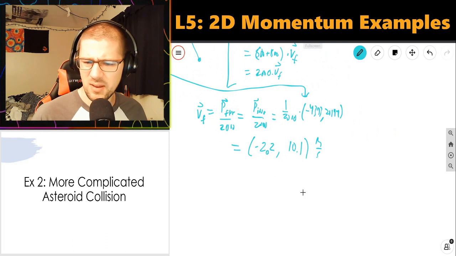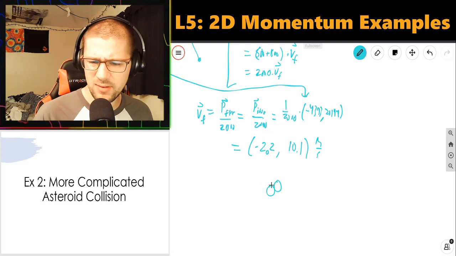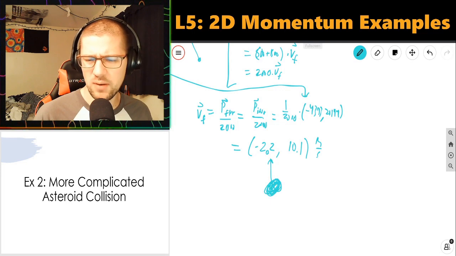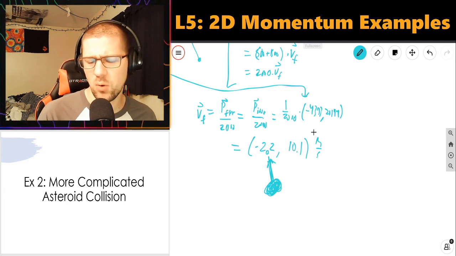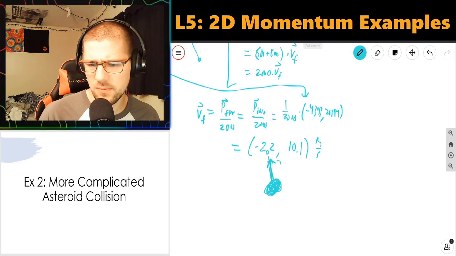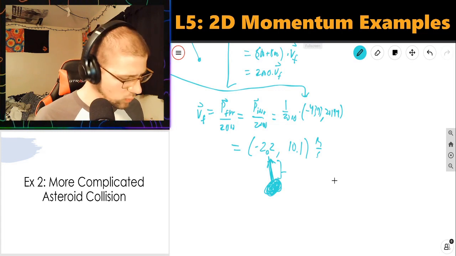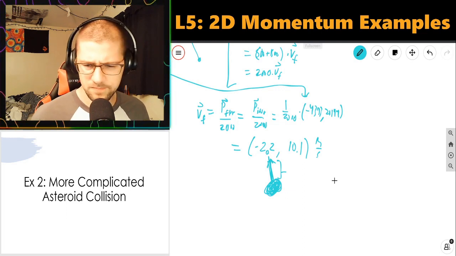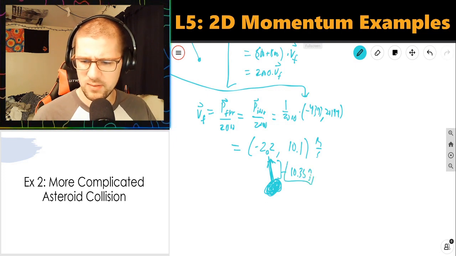So in the end, my asteroids have stuck together. Good. And they're traveling slightly to the left and upward, like a joined mass now, at a rate of 10 meters per second in the vertical direction and negative 2 meters per second in the horizontal direction. So the magnitude of this vector is going to be 2.2 squared plus 10.1 squared, square rooted, which is 10.33 meters per second. Nice.